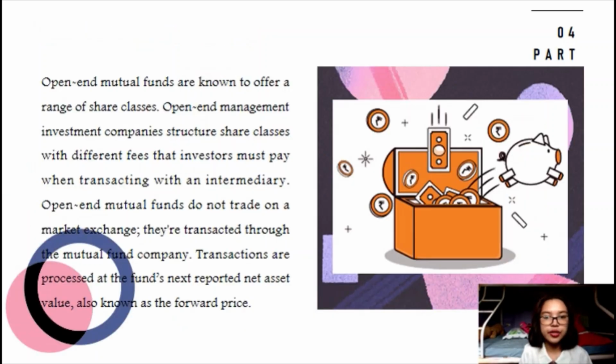Open-end mutual funds are known to offer a range of share classes. Open-end management investment companies structure share classes with different fees that investors must pay when transacting with an intermediary. Open-end mutual funds do not trade on a market exchange. They are transacted through the mutual fund company. Transactions are processed at the fund's next reported net asset value, or the NAV, also known as the forward price.